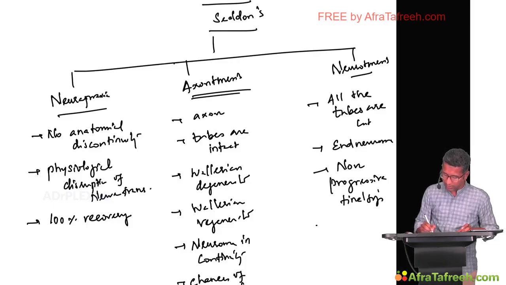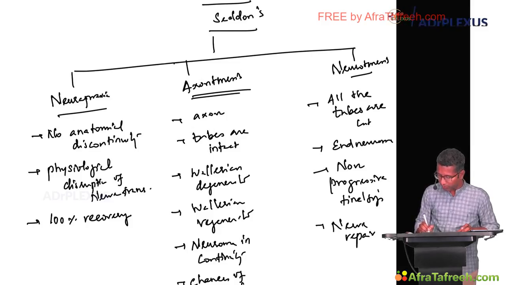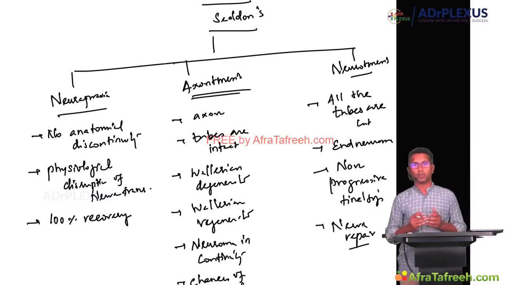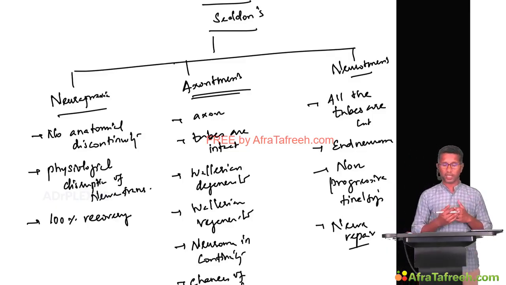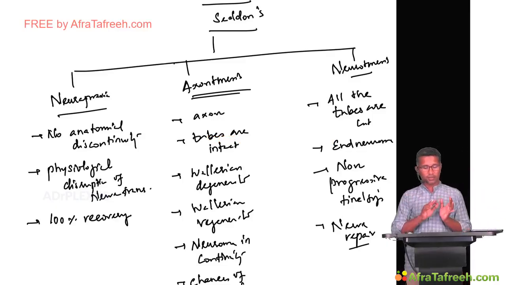So when you have this kind of injury, it requires nerve repair. You cannot wait and watch. You have to repair the nerve. There are various ways to repair the nerve, by doing an end-to-end repair, or by doing a grafting. I'm not going into the details, that will take our topic way far away from anatomy.